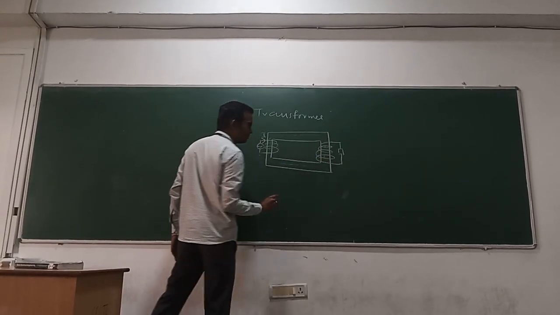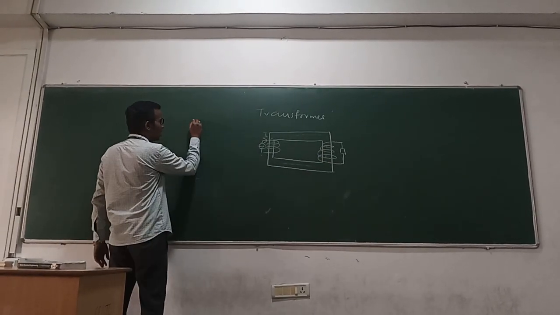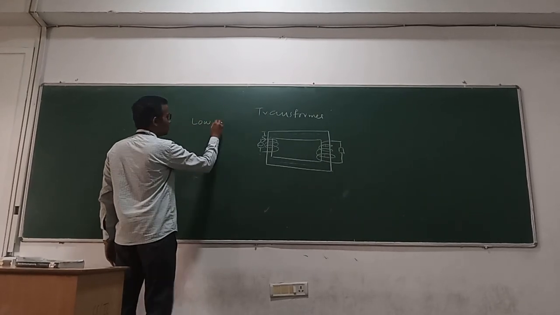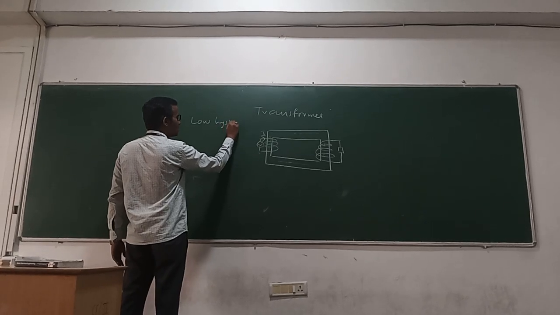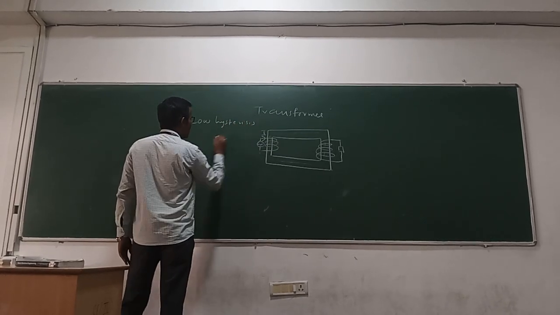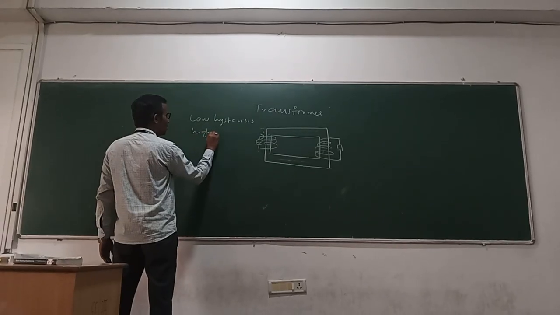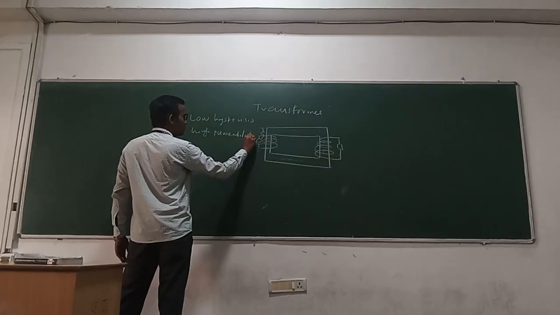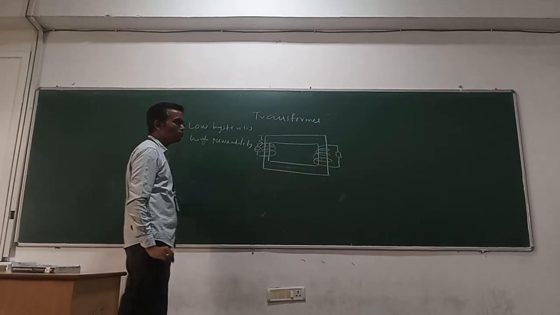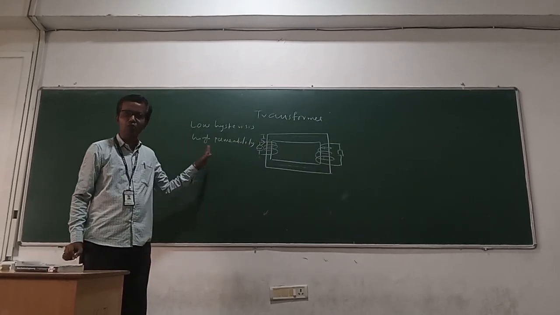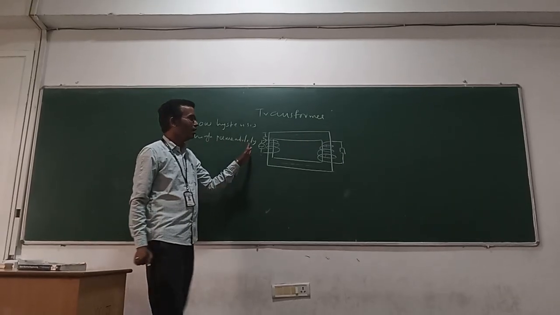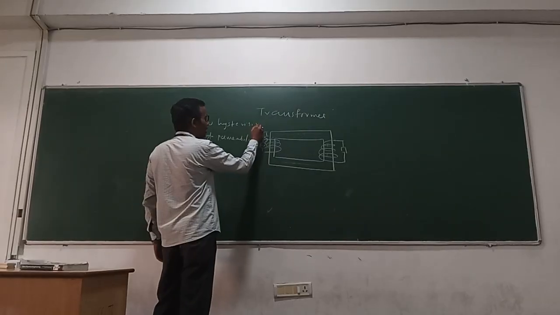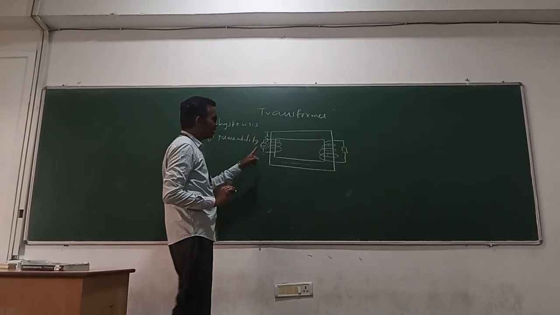The core basically has two properties: low hysteresis loss and high permeability. So the transformer core will have both properties. Whenever it has these two properties, it will allow the maximum flux to pass through it.